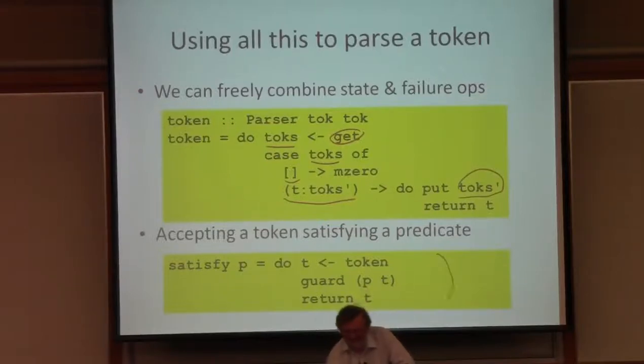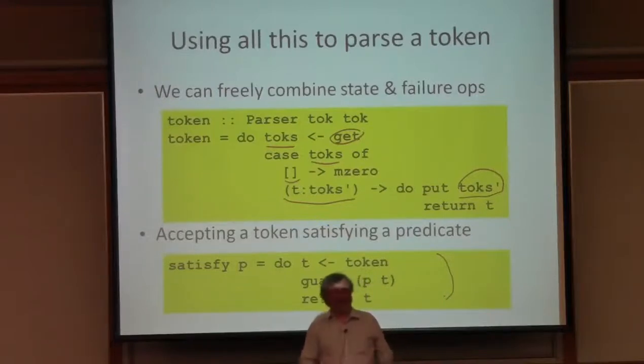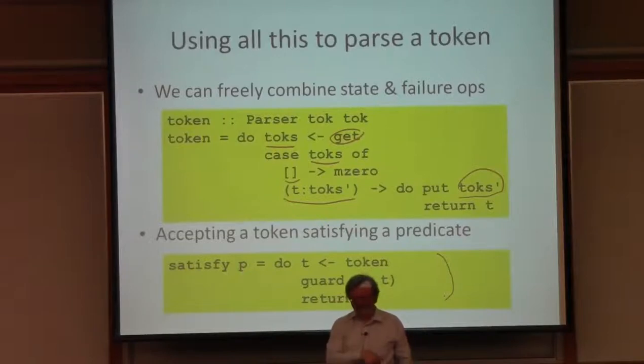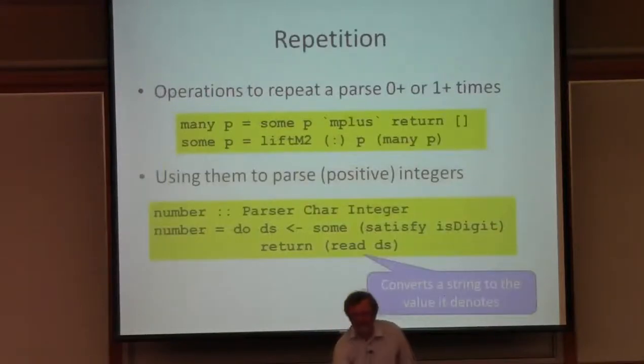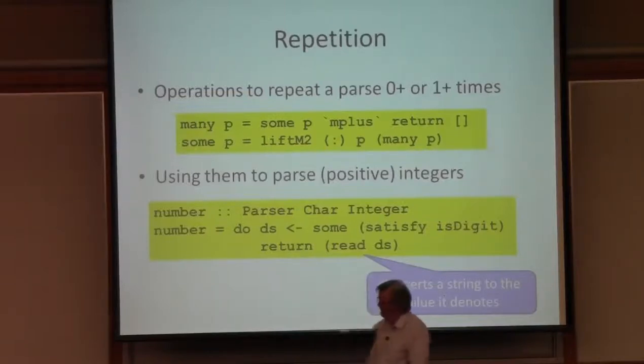Down here is another derived operation that is very nice, that accepts a token satisfying a predicate. So I can just parse my token, use the guard operation that we saw earlier to fail unless the token satisfies P, and return it. So now all the operations that I've got for free make it very easy to start building my parsing library. Here's a couple of other nice operations.